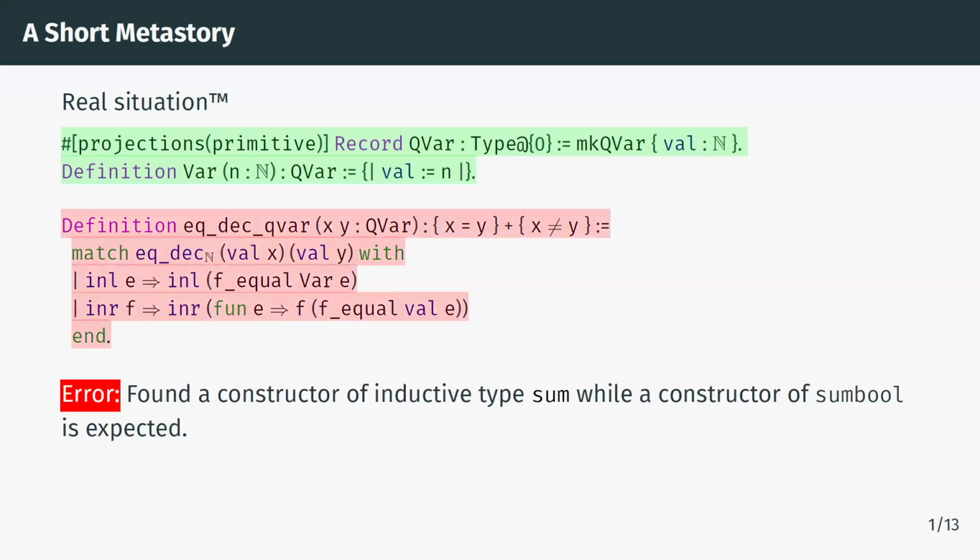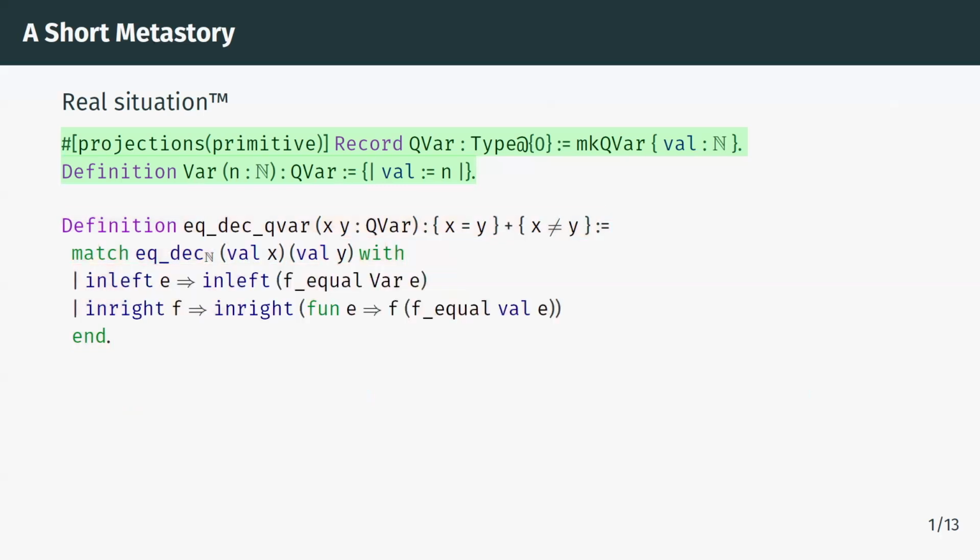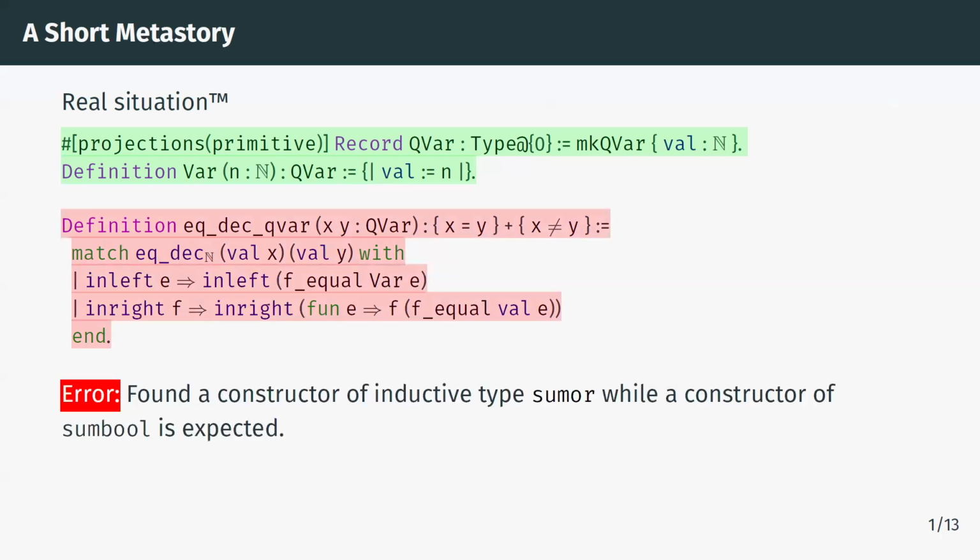So what does it say? It says that the constructors I've given are not the right ones. They are ones of type sum, while one of type symbol was expected. So I'm like, okay, what kind of name can someone give to constructors of type sum? I thought of inleft and inright. So I wrote it, and once again, I tried to compile. It didn't work.